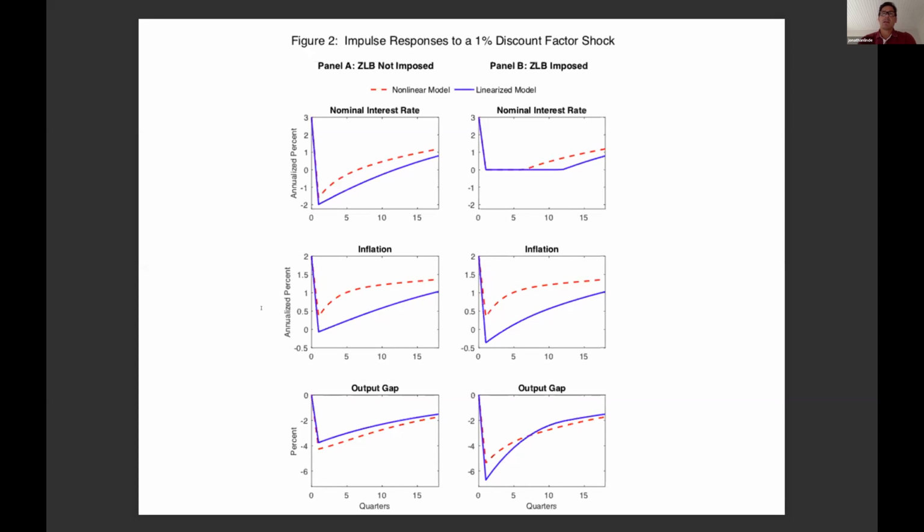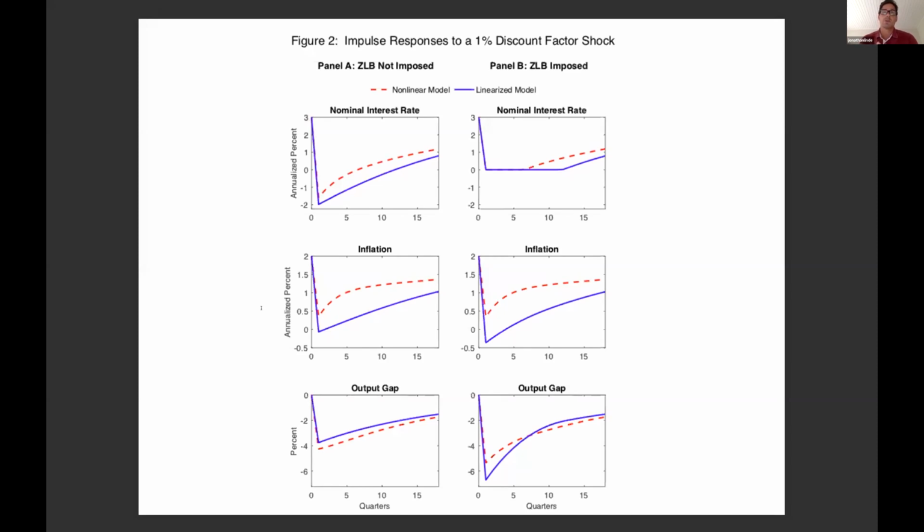Now, in the nonlinear model, what you see is that output falls much more, somewhere around 5%. But if you compare inflation in the two, in the nonlinear model, when you impose the zero bound and don't impose the zero bound, you see that it's basically the same line. So inflation doesn't move more just because I impose the zero bound and output falls less. That's because you basically come to a completely flat portion of the Phillips curve, where inflation is no longer responding to the output gap.